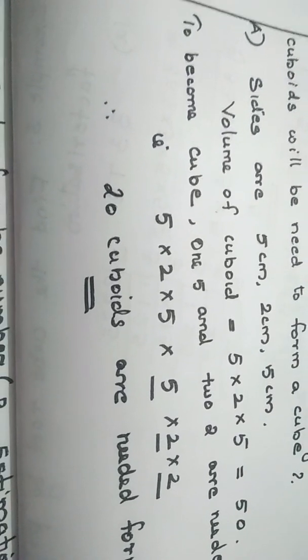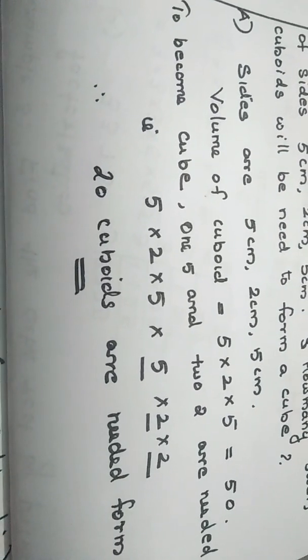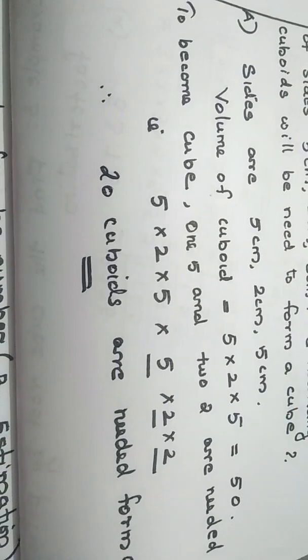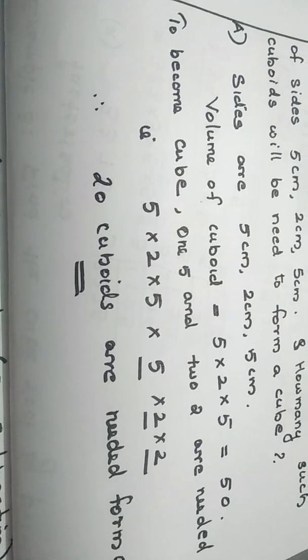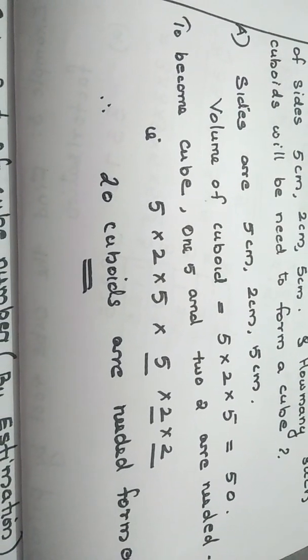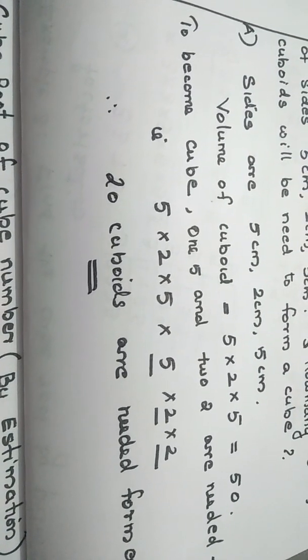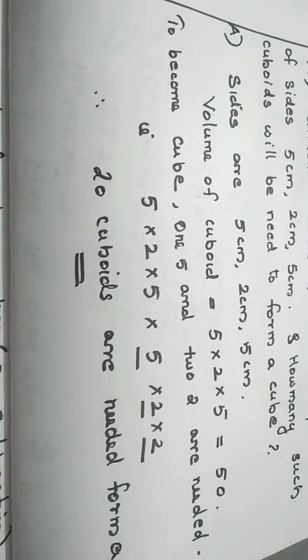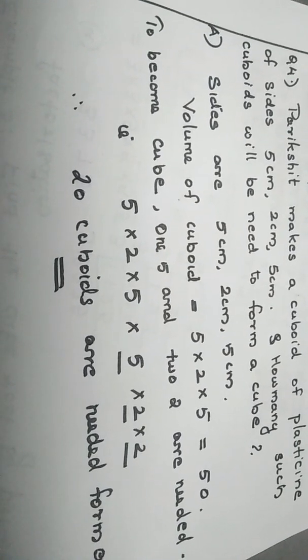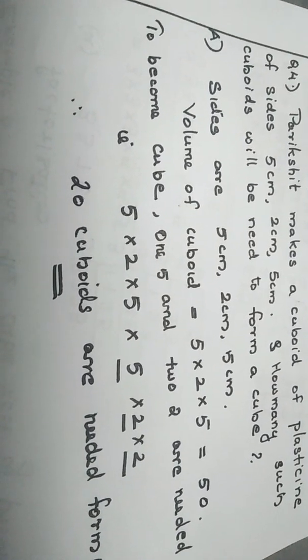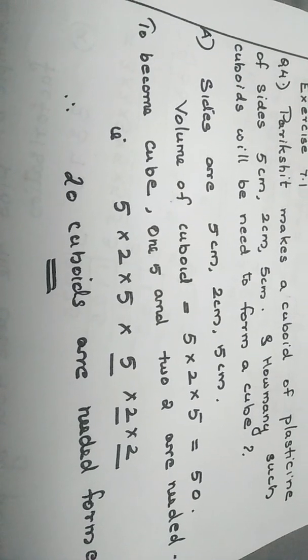That means 5 into 2 into 2, 20 cuboids are needed to form a cube. Understood? This is the application of the making of perfect cube. Understood? So children, we can go to the next section. That is the last section of our chapter.